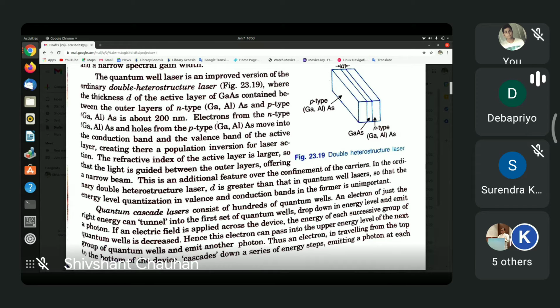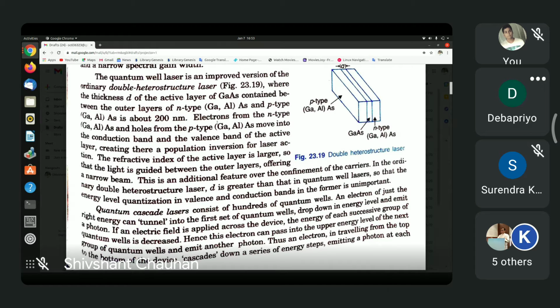1 micron means just 10 to the minus 4 centimeters or 10 to the minus 3 millimeters. You see, it is so thin, it's almost like a line. So that is a very thin layer. Now, we consider quantum cascade layers. In quantum cascade layers, they consist of hundreds of quantum wells. We saw just one quantum well.